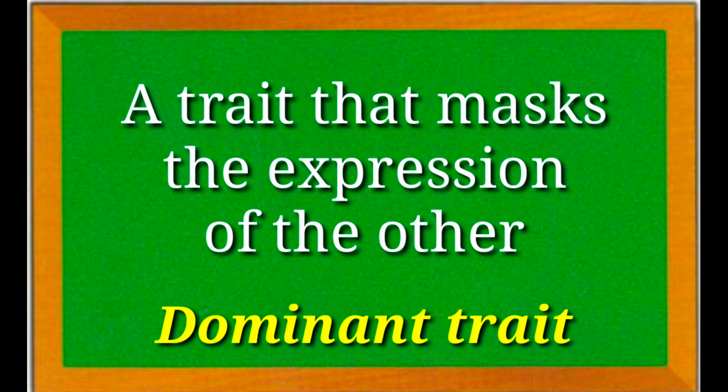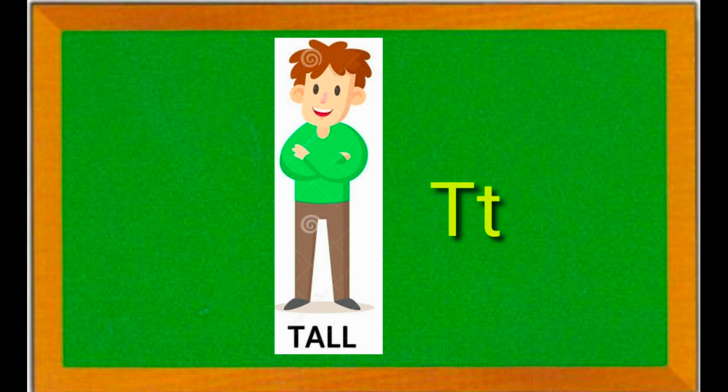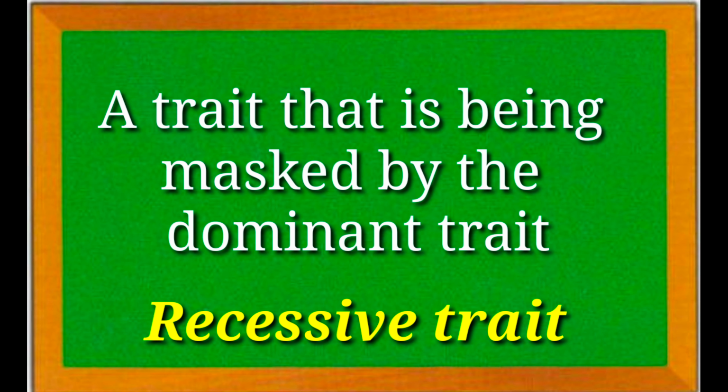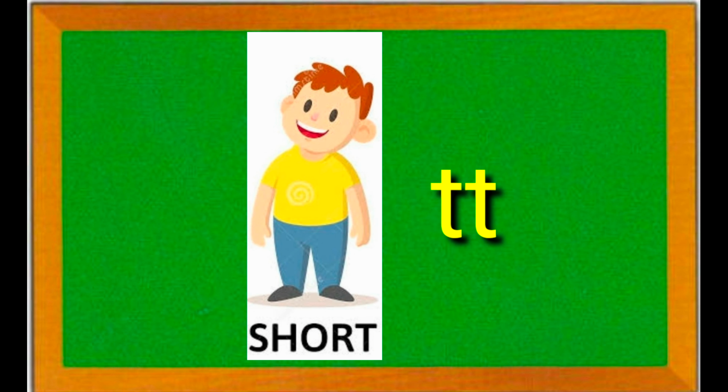Next term, we have dominant trait. It is a trait that masks the expression of the other. Example, this heterozygous tall boy. He is tall because being tall, which is being represented by capital letter T, is dominant over short, which is being represented by small letter t. Our next term is recessive trait. It is a trait that is being masked by the dominant trait. Example, we have this short boy. He is short because being short is recessive.